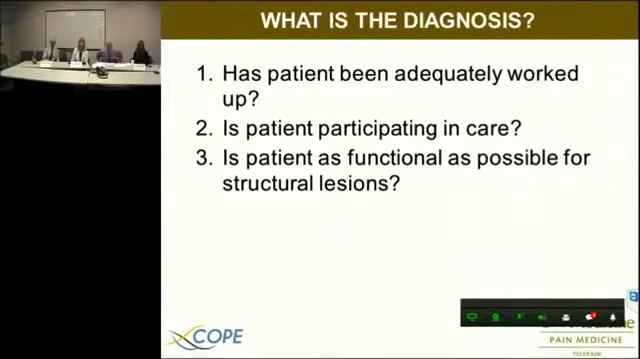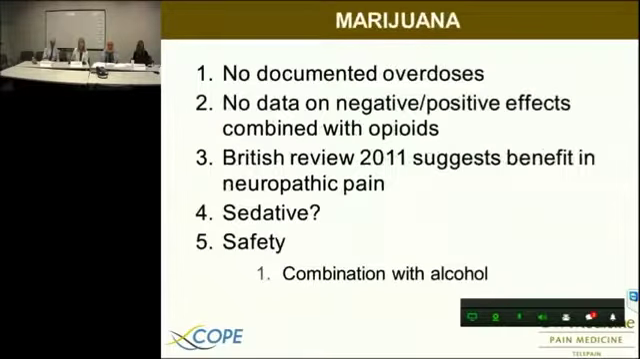Is the patient participating? Because monotherapy has long since failed, and is the patient as functional as possible for whatever structural lesions, such as Dr. Robinson's patient's lesion. Often these patients have pain. I'm not saying they don't have structural lesions, but they need to participate in their care. So what do we do about marijuana?